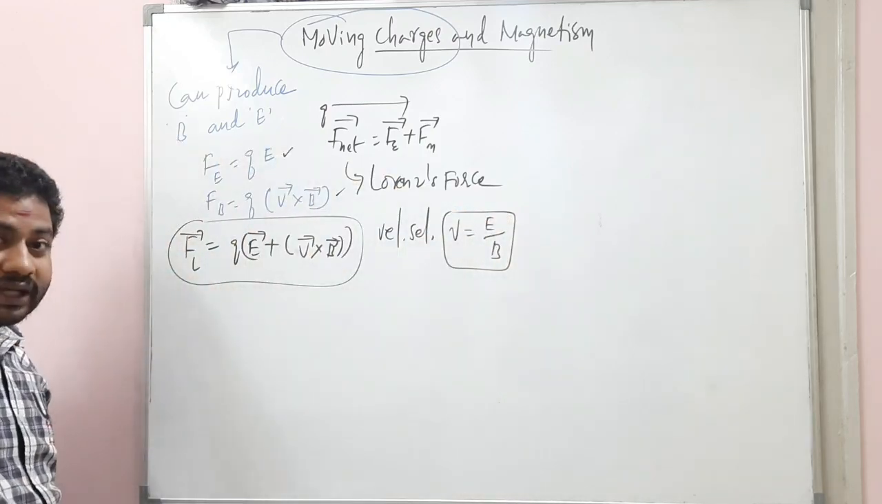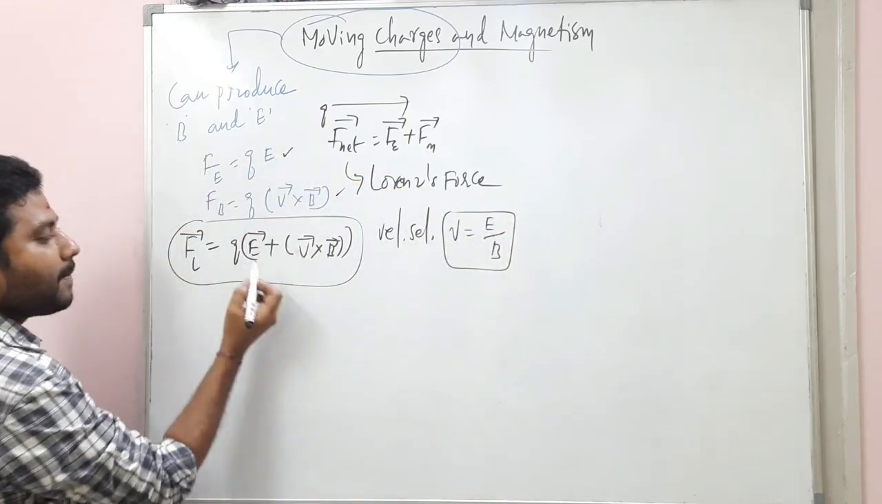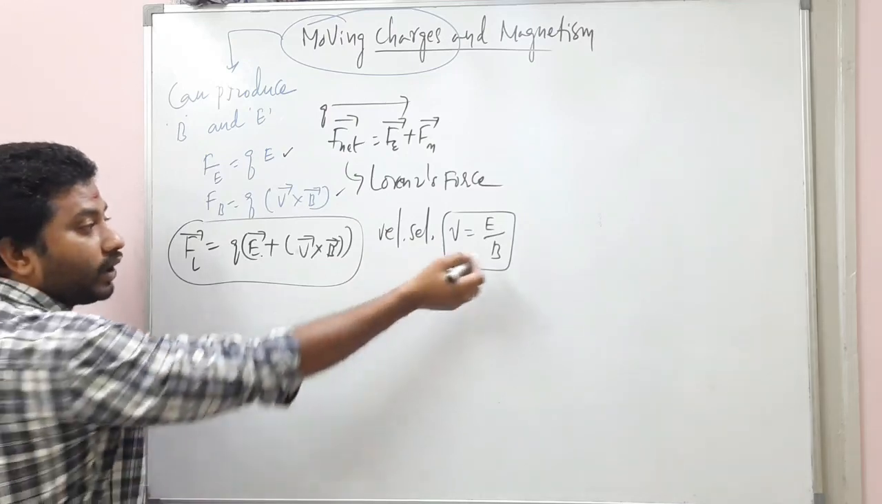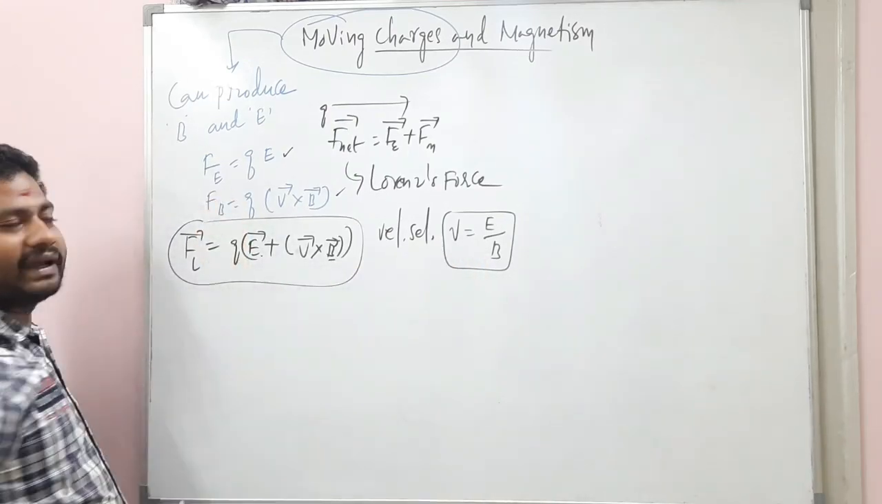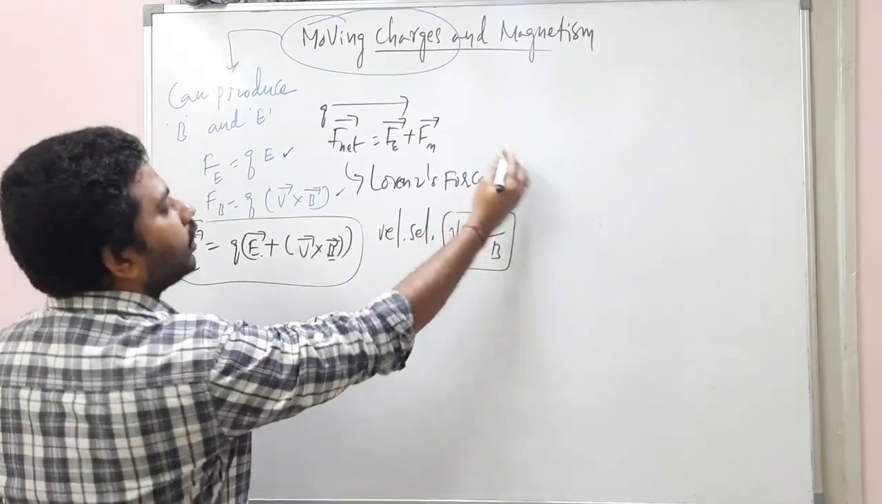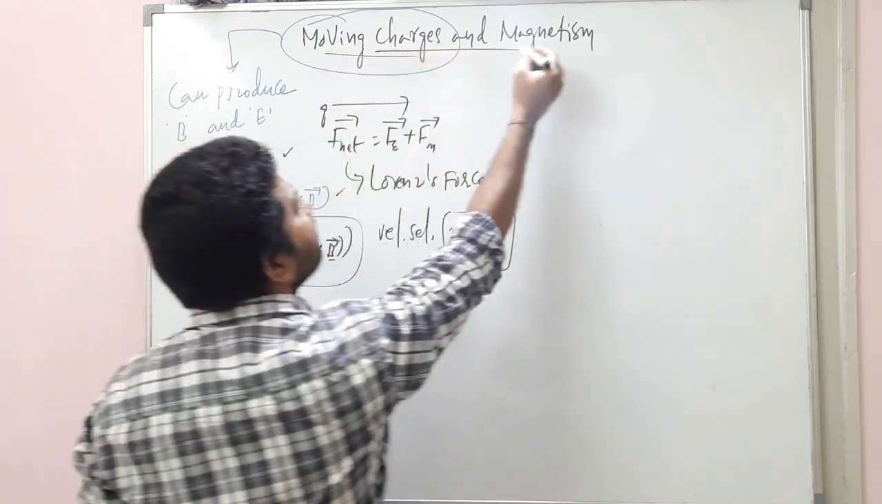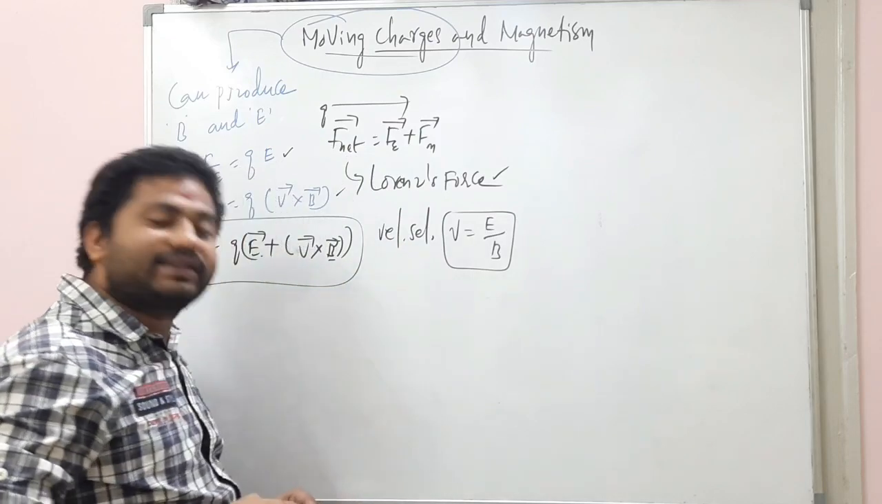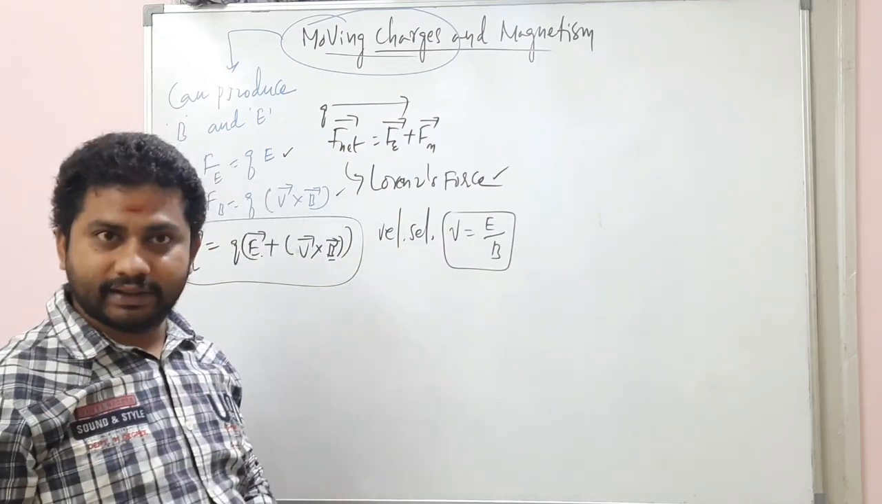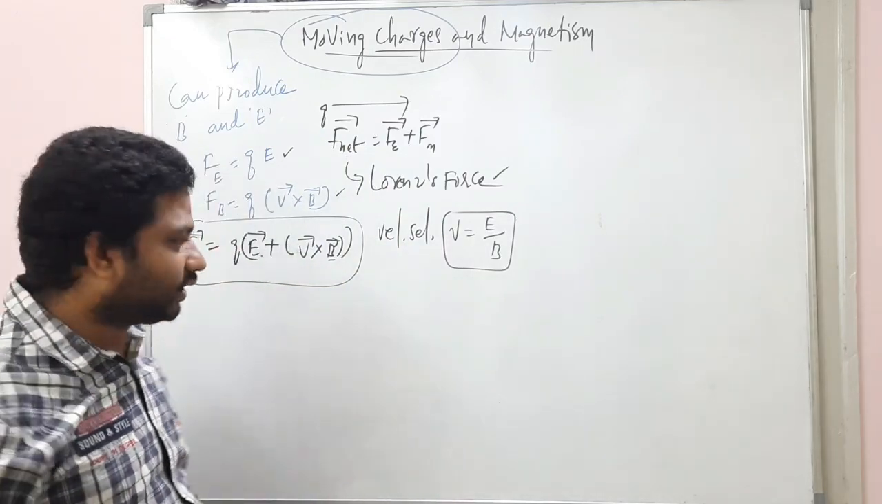v is equal to what? E by B. What is E? Magnitude of the electric field. What is B? Magnitude of the magnetic field. So this is about the Lorentz force. Right? In this chapter, moving charges and magnetism, we must understand one important thing.